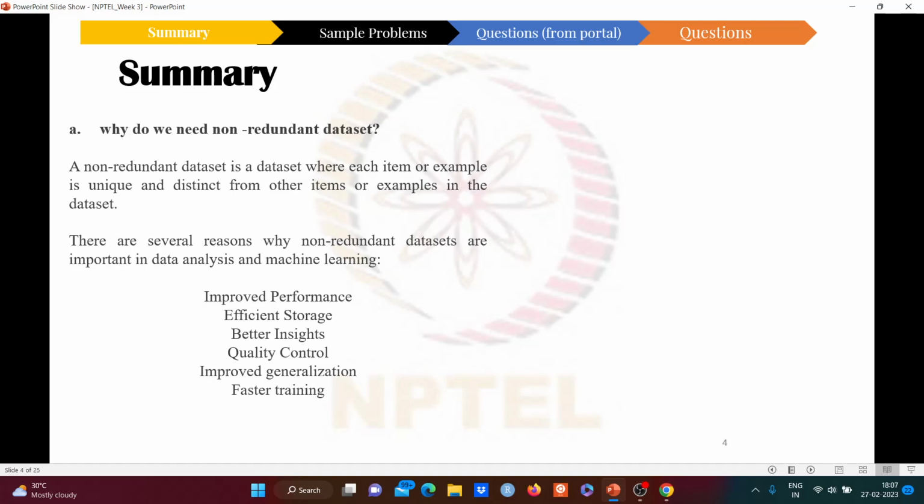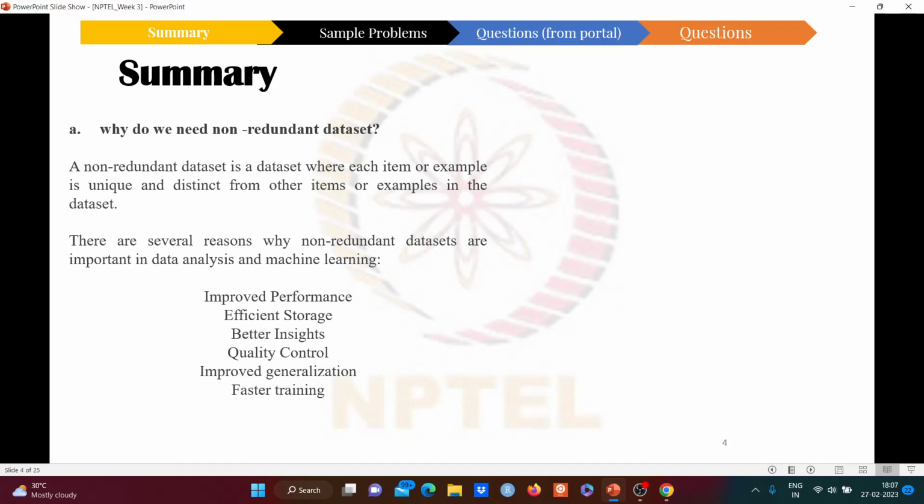A non-redundant dataset can help to ensure the quality of the data. If there are duplicate entries, it can be difficult to identify the errors or inconsistencies in the data. By removing duplicates, it becomes easier to spot errors and ensure that the data is accurate and reliable.